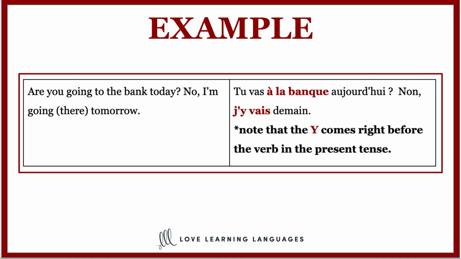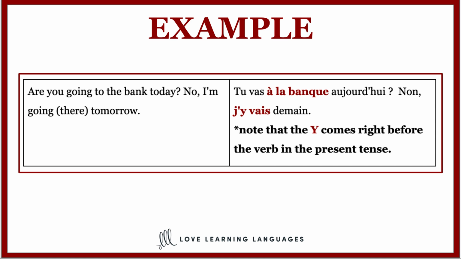Example number 1, are you going to the bank today? So in English, we would just say, no, I'm going tomorrow. But you see how I've put the word there in parentheses. That's the y in French. So in French, you have to say, no, I'm going there tomorrow. And if you leave it out, then it just really sounds funny. It seems like you've started a sentence, then you just not completed it.